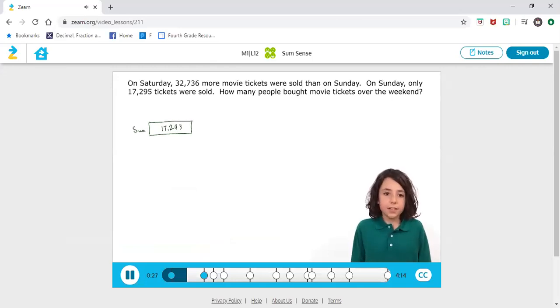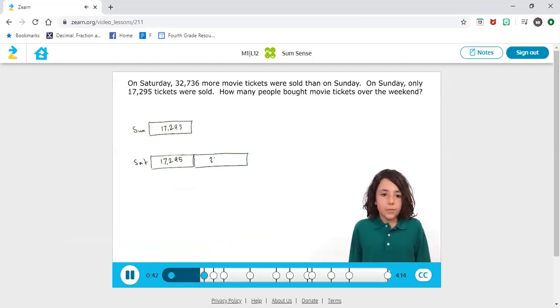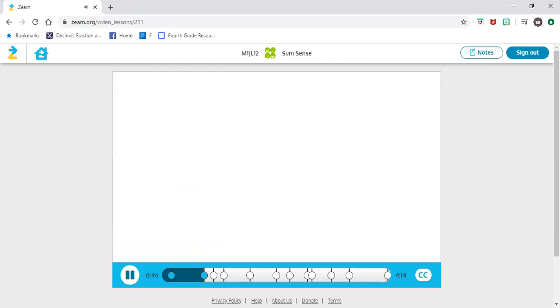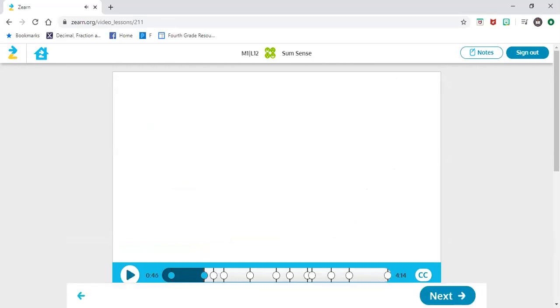Next, what I did is I made Saturday's boxes. So I drew a Saturday tape diagram, which had one box with 17,295 tickets, and another box, which was bigger, labeled 32,736 more tickets. Okay, so let's talk about his strategy.